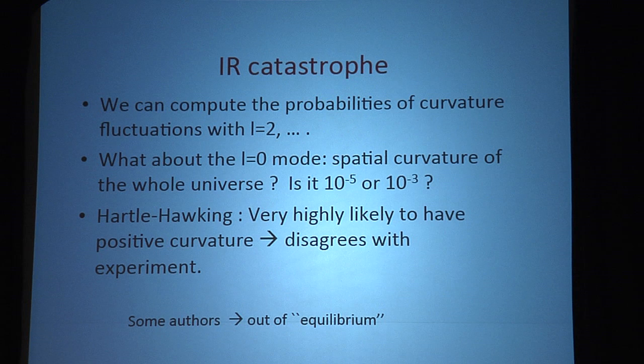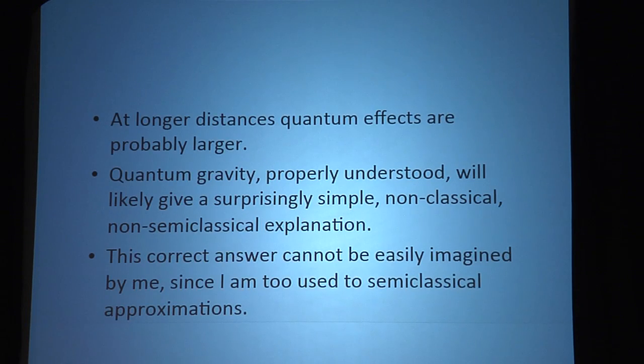Now, what could you say? You could say, well, maybe we're out of equilibrium. Or you could say, well, maybe we really need to understand the theory better. And once we understand the theory better, we'll probably find that at longer distances, quantum effects are perhaps even larger, and that quantum gravity, when properly understood, describes this in a surprisingly simple, non-classical and non-semi-classical explanation. And probably the correct answer cannot be easily imagined. Certainly, I cannot easily imagine it, because I'm too used to semi-classical approximations, but maybe some of you might be able to imagine it, hopefully.